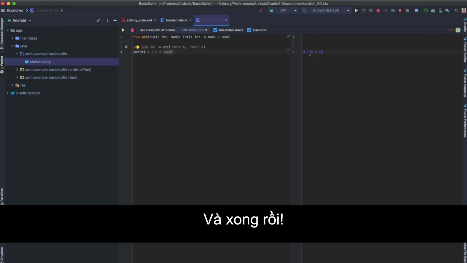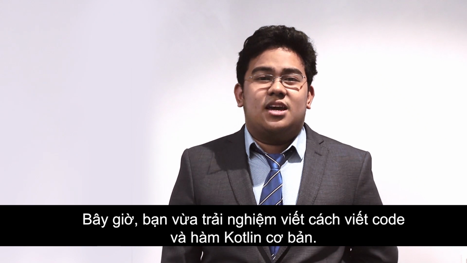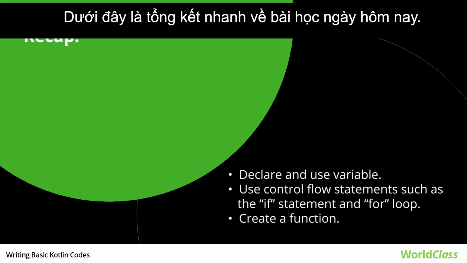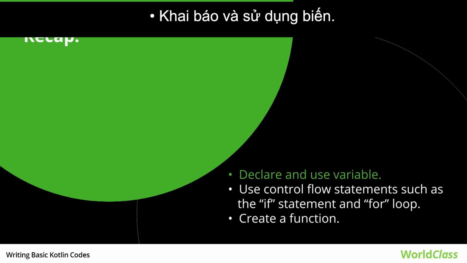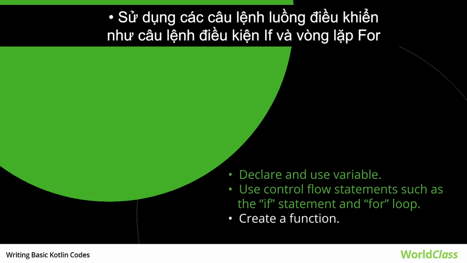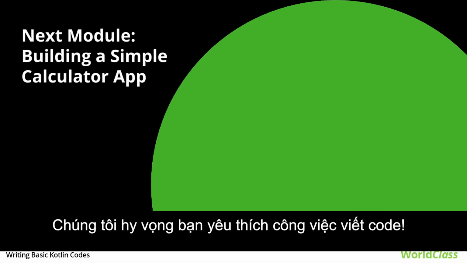And there you go. Alright, now you have experienced writing basic Kotlin codes and functions. So just a quick recap. In this video, we were able to declare and use variables, use control flow statements such as the if statement and the for loop, and create functions. We hope you had fun coding.